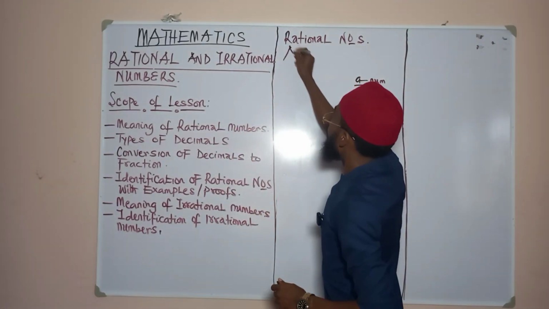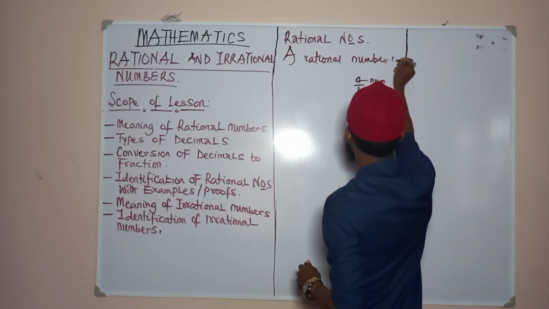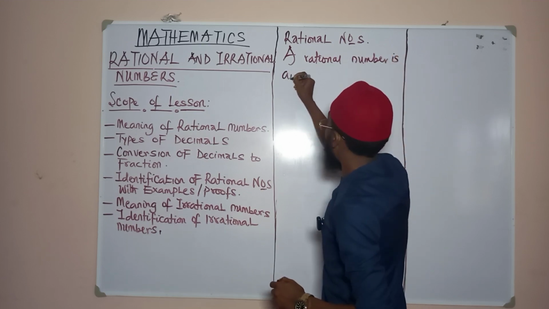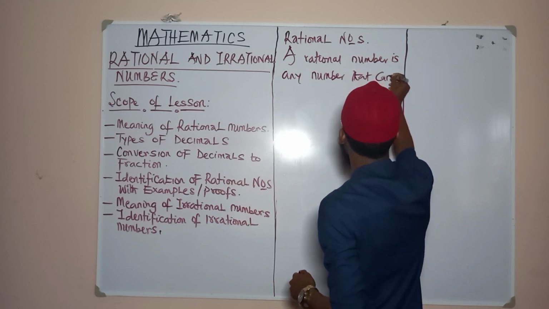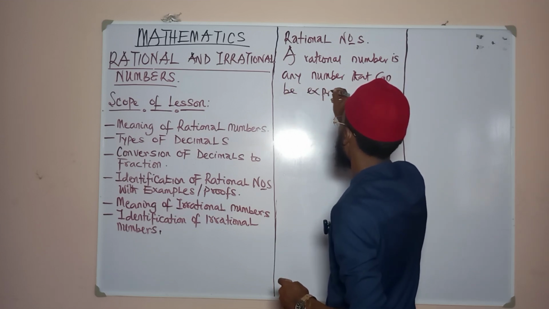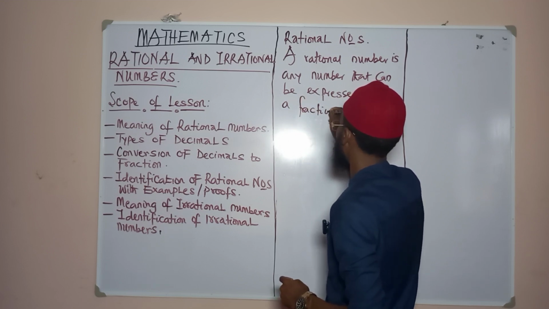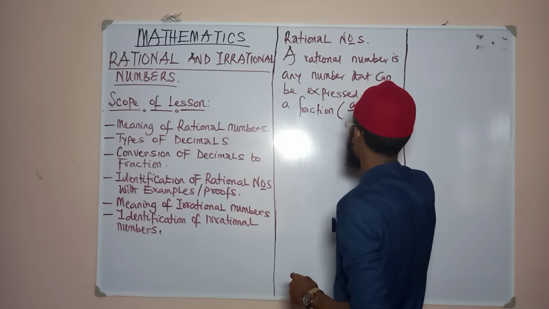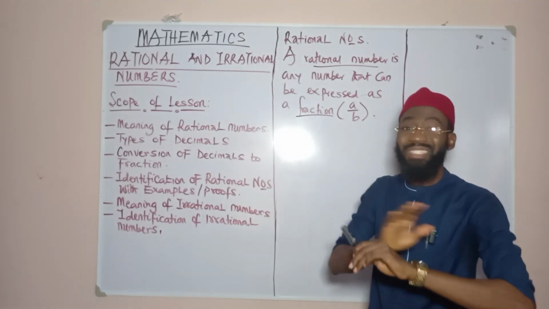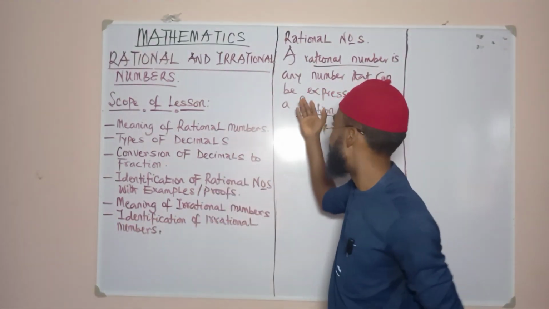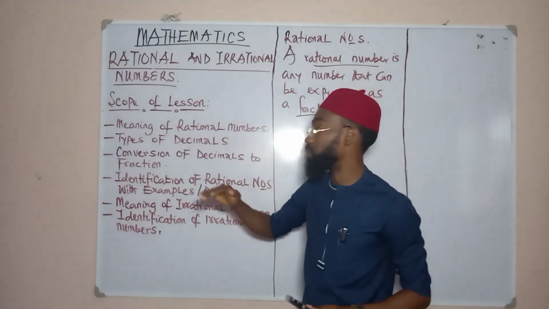So, let's take the definition. A rational number is any number that can be expressed as a fraction, and this is the form of a fraction, A over B. That is what we call a rational number. Any number that can be expressed as a fraction. Simply put, there is no other special way of defining a rational number than just what I've given you here now. So we are done with the first thing we have on our scope.